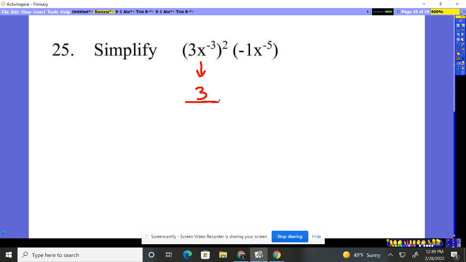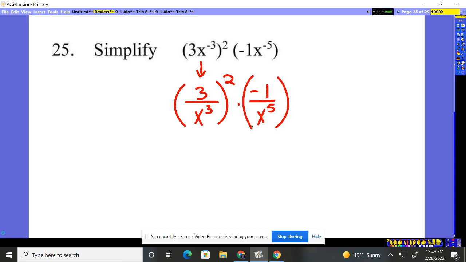So basically, it's 3 over x to the third squared times here I have negative 1, and then the x moves to the bottom. So that's what we have. Well, let's deal with squaring. What does squaring mean? It means you have it times itself again. So it's 3 over x to the third times 3 over x to the third. Here I have negative 1 over x to the what? Fifth. Now all I got to do is multiply.